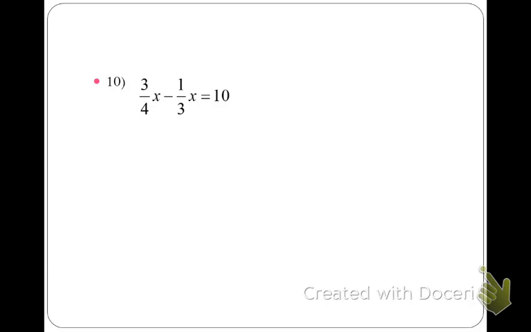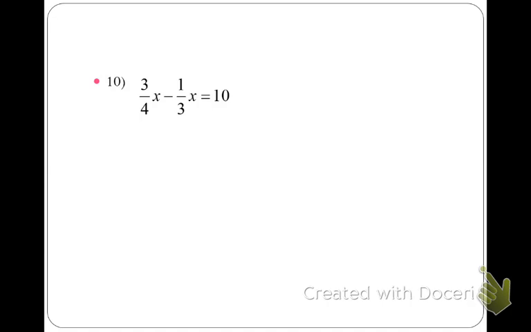But for those of you that don't like fractions, there's a way to get an equivalent equation to this guy that does not have any fractions in it. So if you don't like fractions, you're definitely going to want to pay attention to this. Now, if I wanted to simplify that, if I wanted to combine like terms, what would I have to do first? If I wanted to combine 3/4 x minus 1/3 x, what would I have to do first?